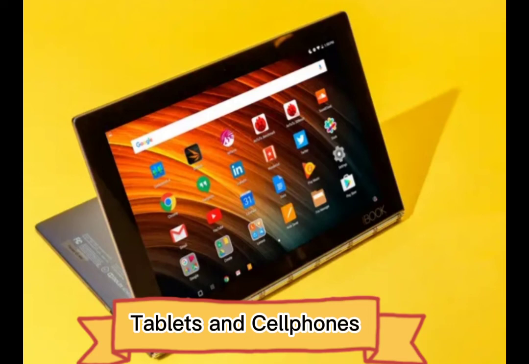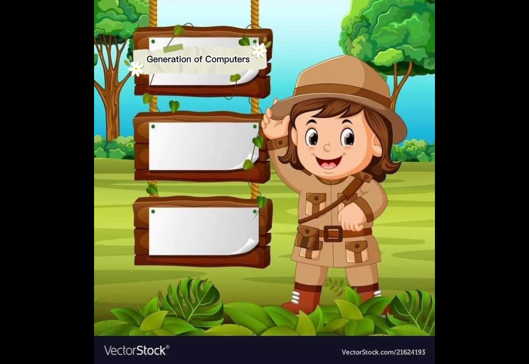So those are the 5 generations of computers, the evolution of computers, and at the same time the timeline of computers.